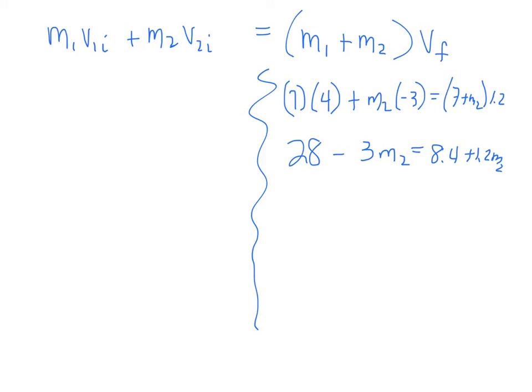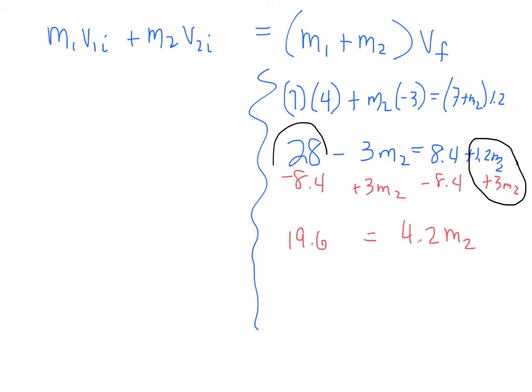So you have to combine like terms at this point. What I would do personally, I would add the 3M2 over, and I would subtract the 8.4 in the same step. I would subtract 8.4 from both sides. 28 minus 8.4 is 19.6. And then I would add the 3M2. 3M2 and 1.2 M2 is 4.2 M2. Again, combine these like terms right here, and combine these like terms right here. These obviously cancel, these obviously cancel.